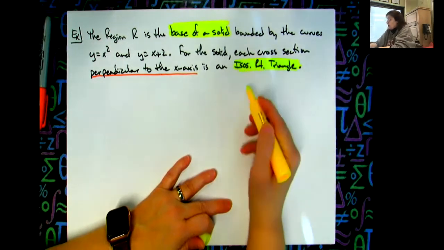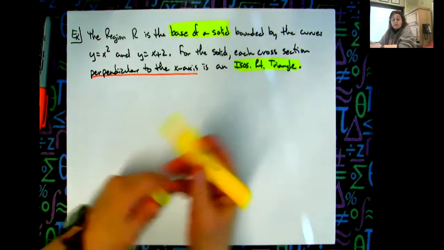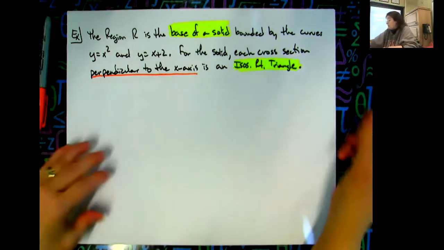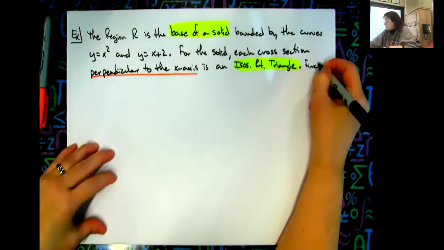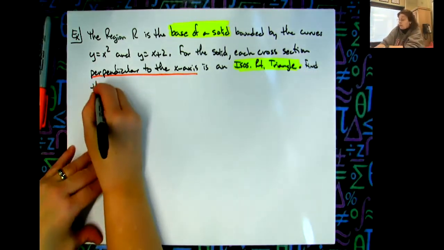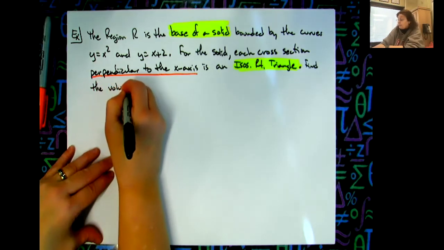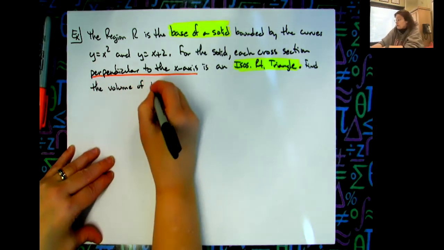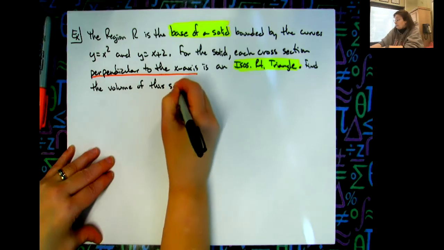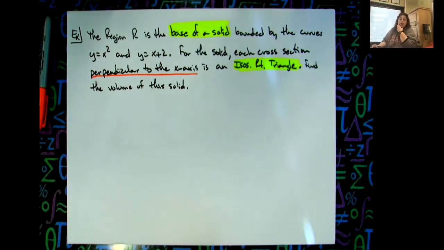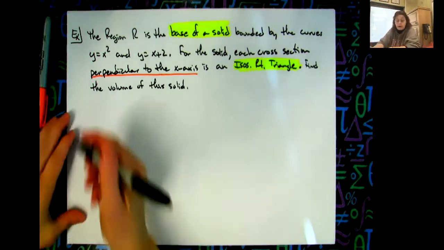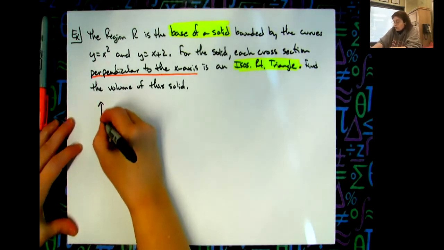So this one is an isosceles right triangle. That's an important piece of information. From there, it's going to say find the volume of the solid. Now, I don't expect you to be able to draw those three-dimensional drawings. The main thing we're going to do is still draw our flat, two-dimensional XY coordinate plane. So let's sketch that.